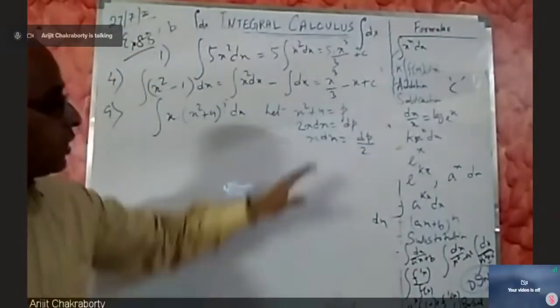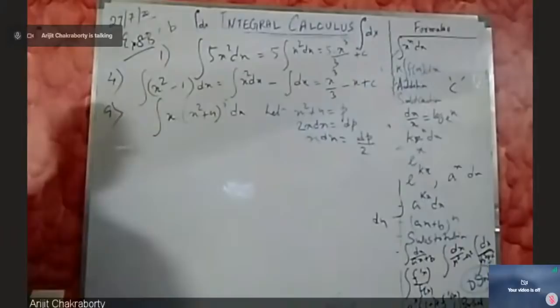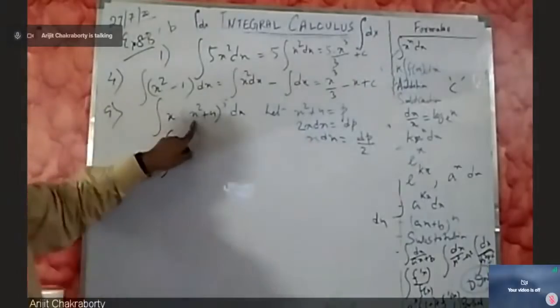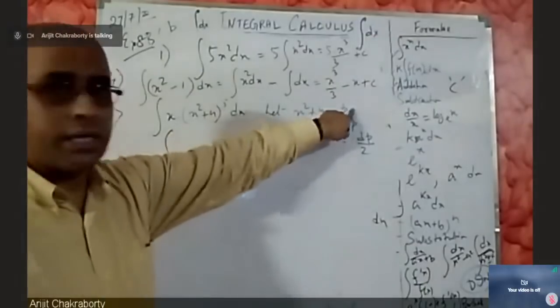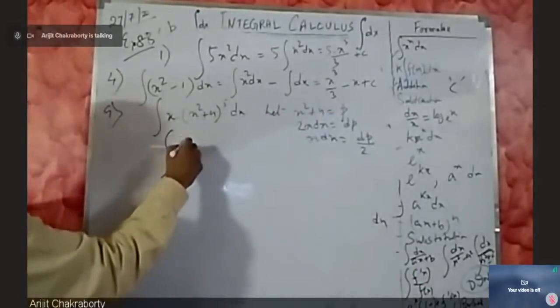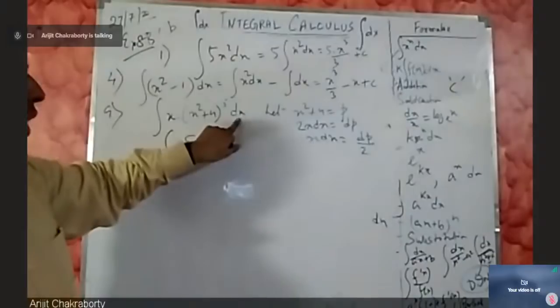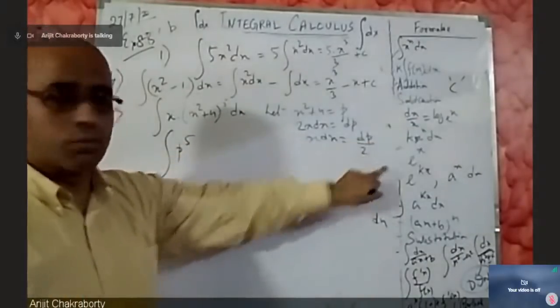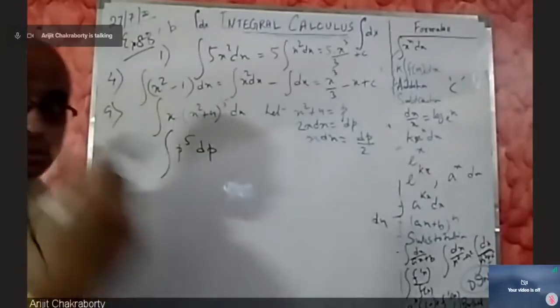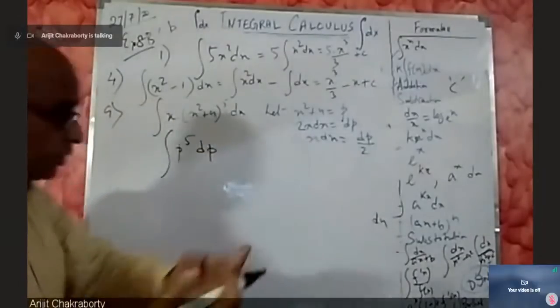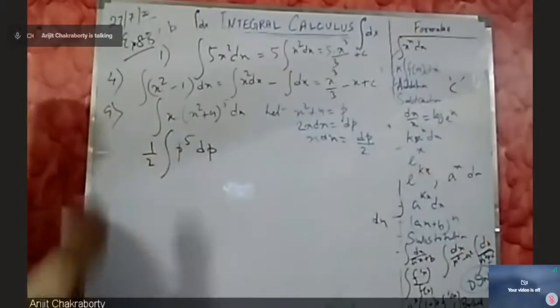Now I put this value back into the equation. So I am getting here x square plus 4 to the power 5. X square plus 4 is p. So I can write p to the power 5. I am getting x dx. X dx is dp by 2. So I write p to the power 5 dp by 2. Now by 2 means it is half. So I bring out half here.